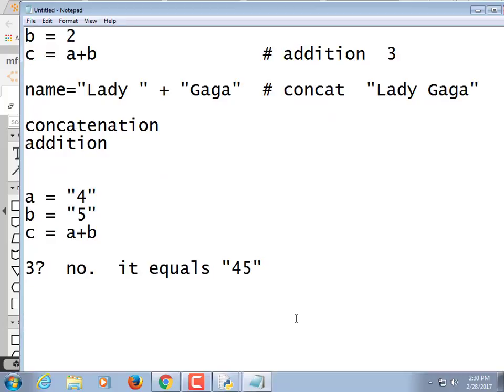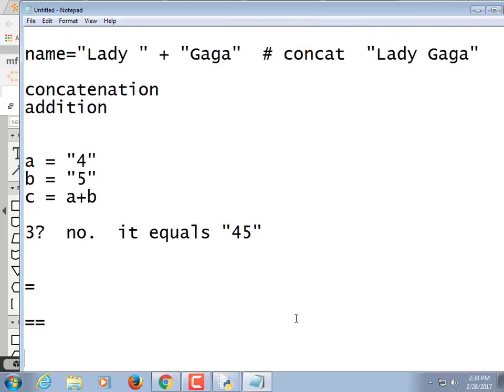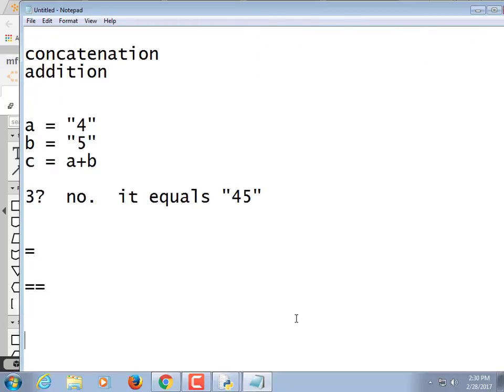Alrighty, when do you use a single equal as compared to a double equal? What's a double equal for? Comparisons. Everybody agree? He is so wrong. Somebody come up with the right answer. I'm totally kidding. It's right. Comparisons. And the single equal is for sets, assignments.